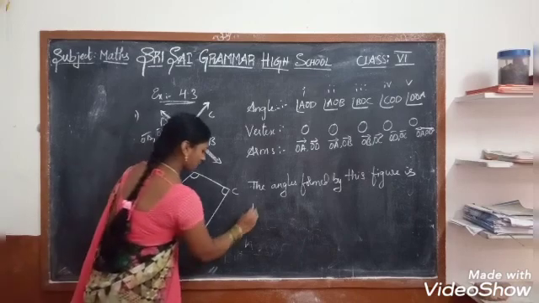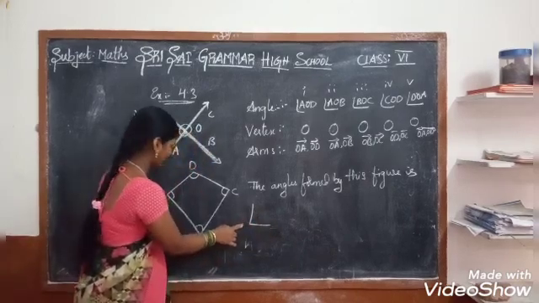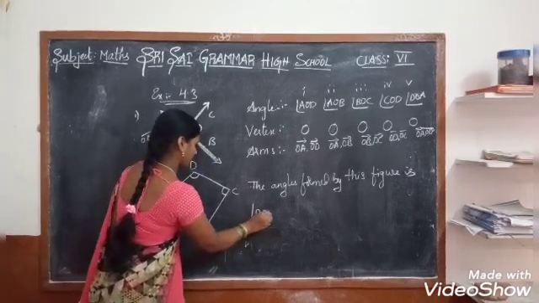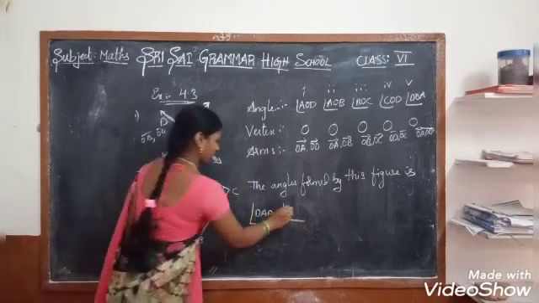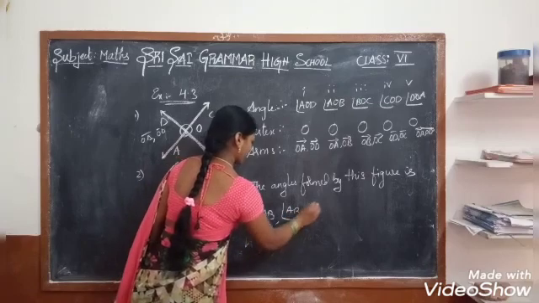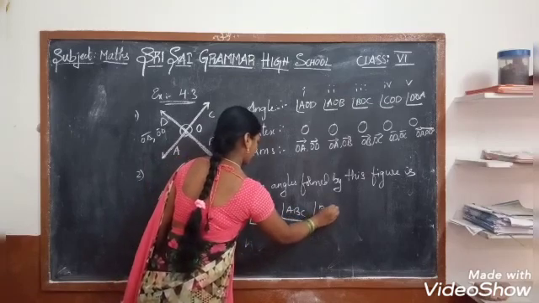What are they? See, we have to show the angle symbol like this. D, A, B, one angle. Yes, A, B, C, one angle. B, C, D.